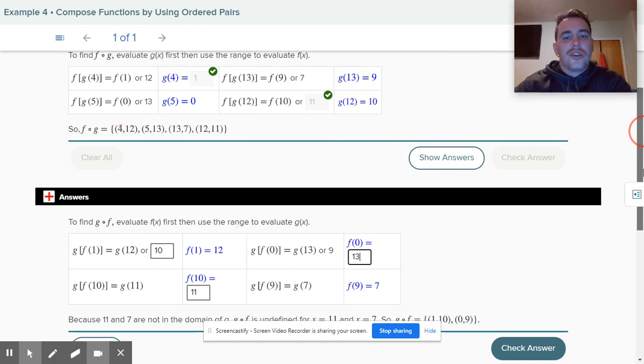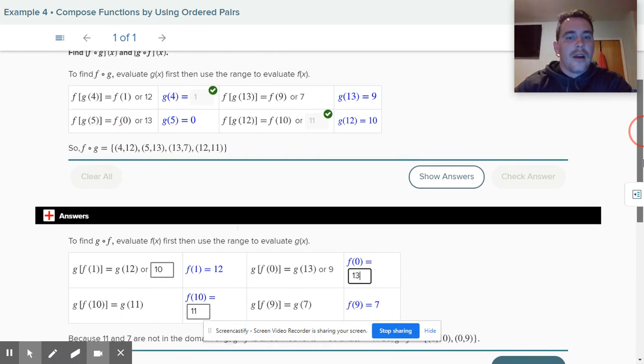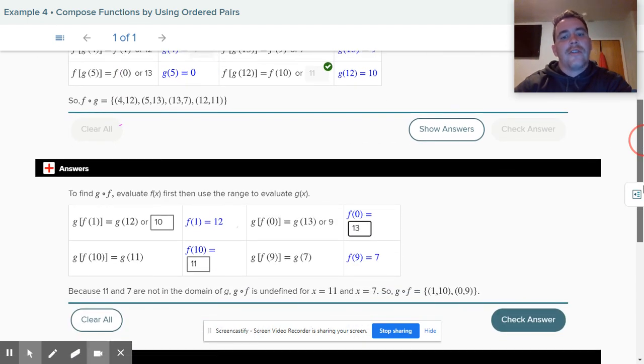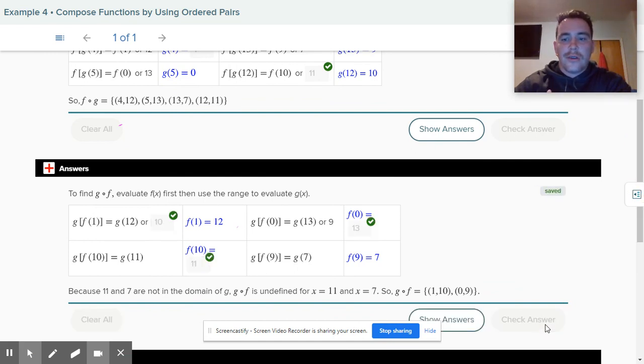Same idea, we got g of f of 9. F of 9 is 7. You can see that right here. And we don't have a g of 7, so we're just going to leave it at f of 9 is equal to 7, or g of 7. Check our answers. We got those correct.